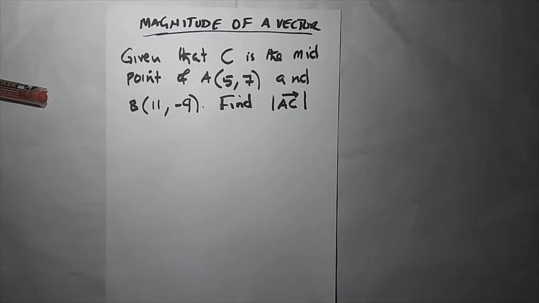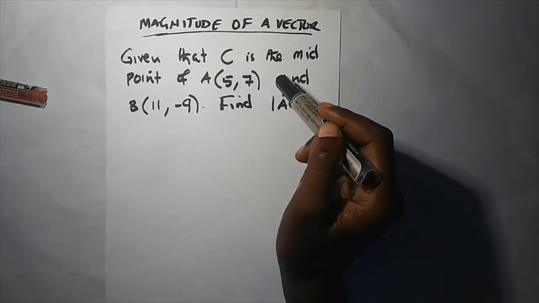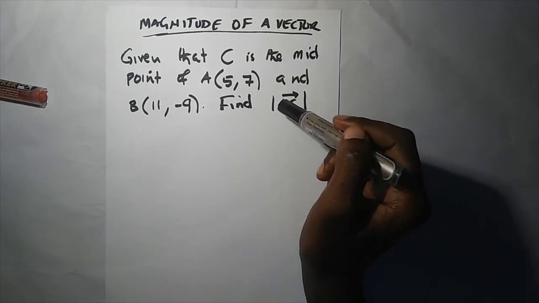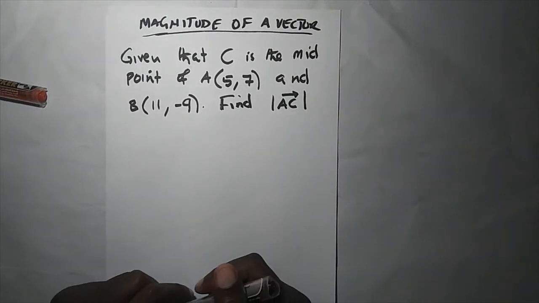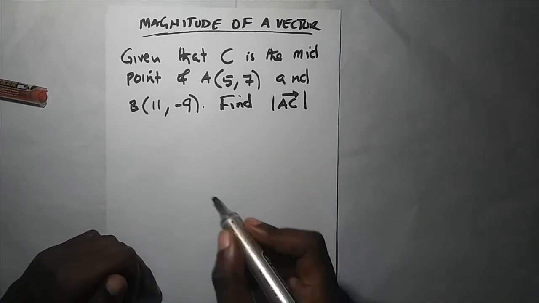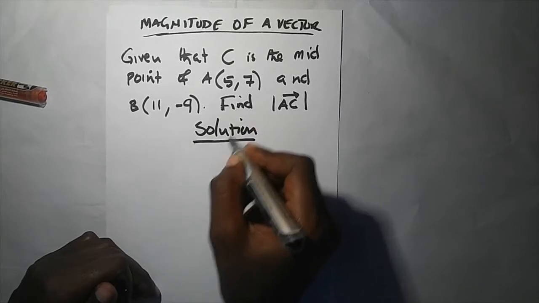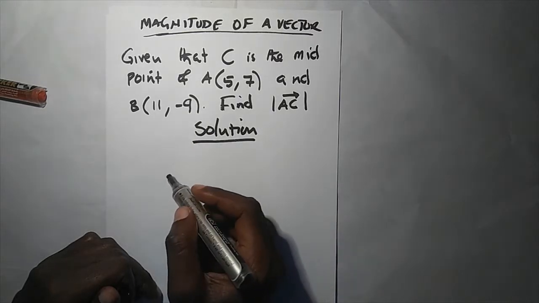Time we are looking at a question on the magnitude of a vector. The question says, given that C is the midpoint of A (5,7) and B (11,-9), find the magnitude of the vector AC. In this question, I'm going to show you how to go about it. The first thing you are going to do here is to write these coordinates as column vectors.